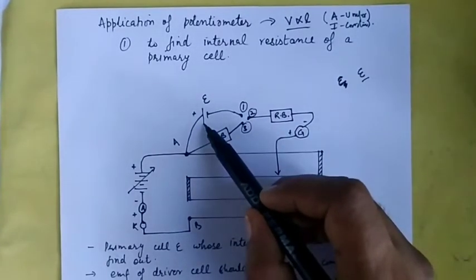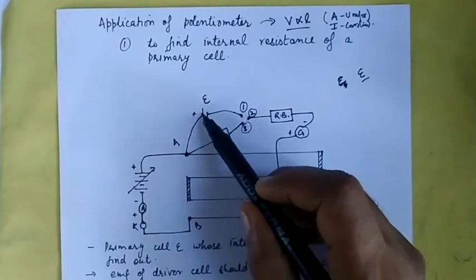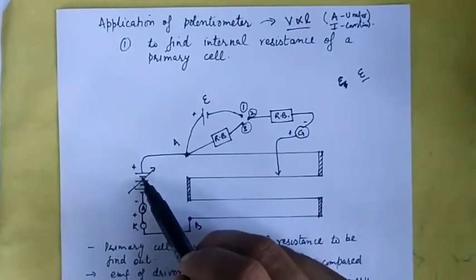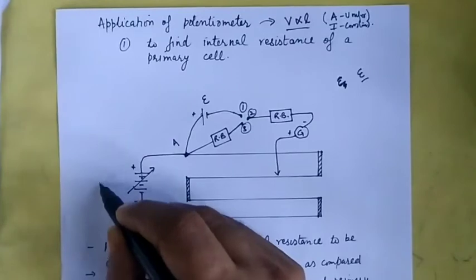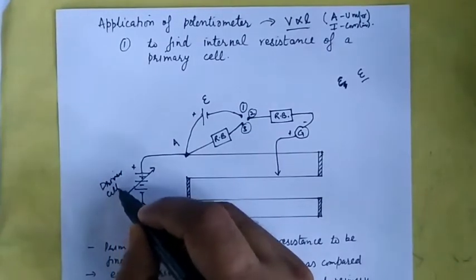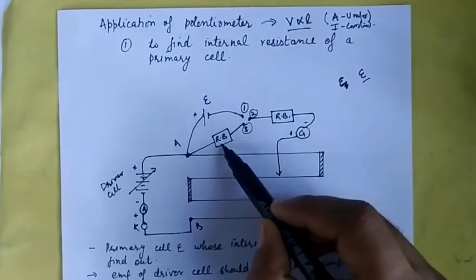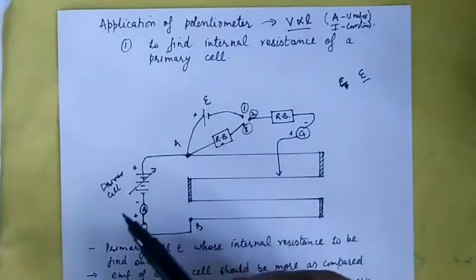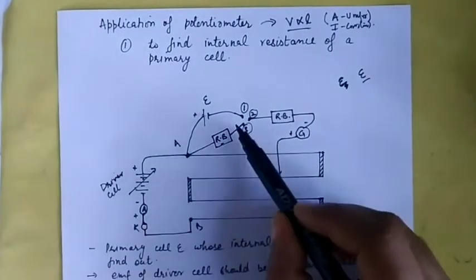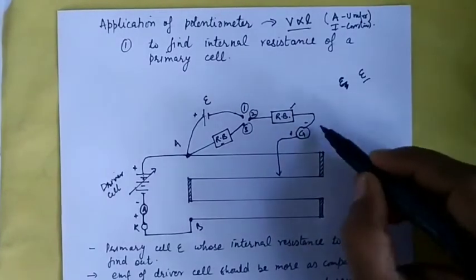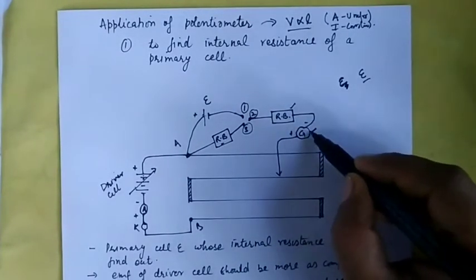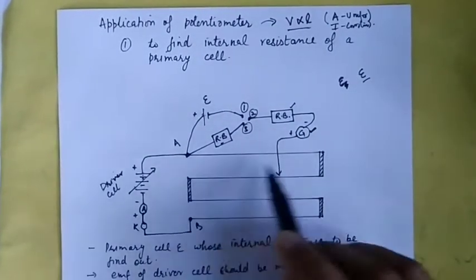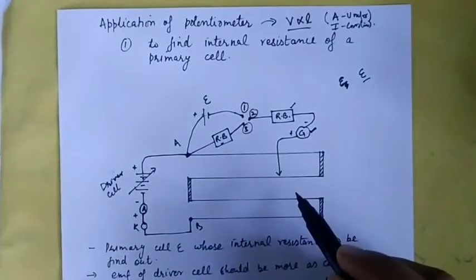I attach the positive terminal of this primary cell with A, because the positive terminal of this driver cell is attached with A. So this is our driver cell. Further, a resistance box is attached in parallel with this primary cell through a two-way key. After this, we have another resistance box which is used to provide safety to this galvanometer, and then it is connected with the jockey. The jockey can be moved over the wire.